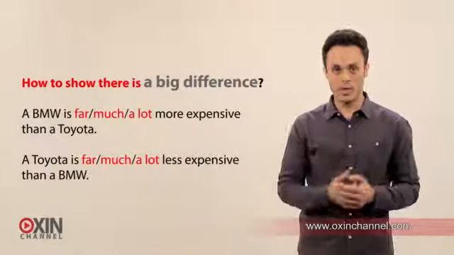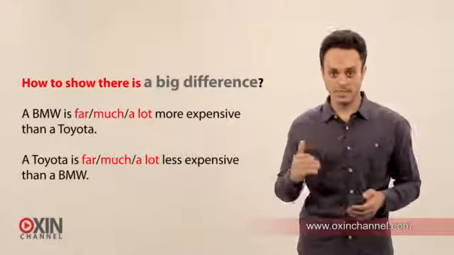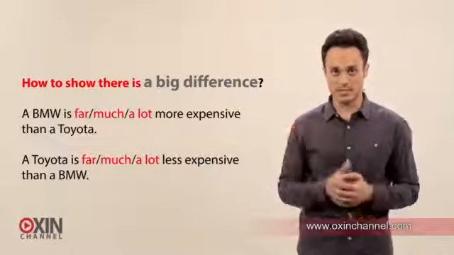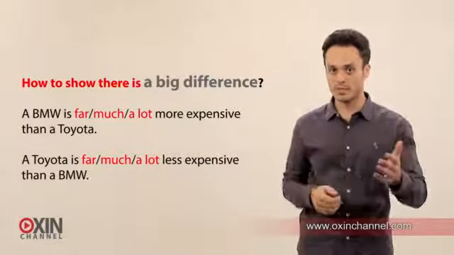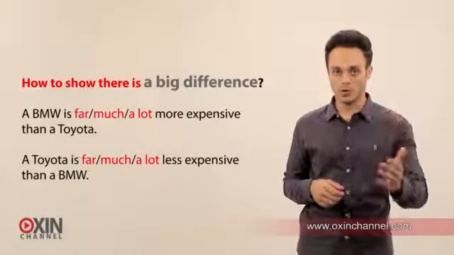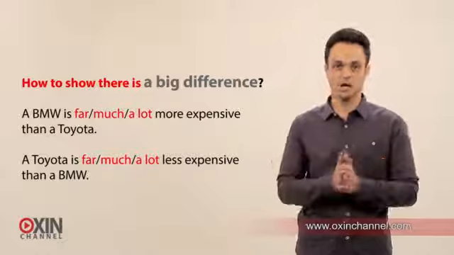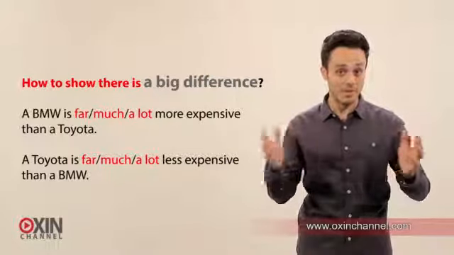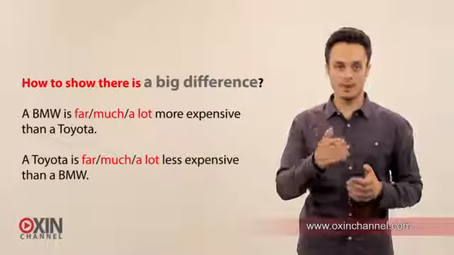So, a Toyota is far less expensive. Much less expensive. A lot less expensive. That was the other way. More expensive, less expensive. Much more expensive and much less expensive. That's when there's a big gap. There's a huge difference. Much, a lot, and far.